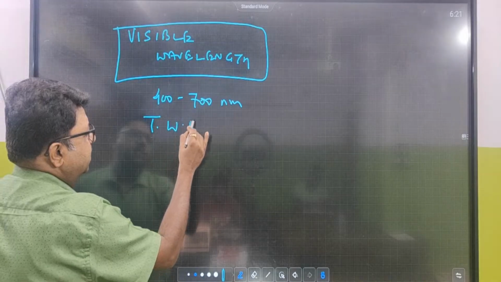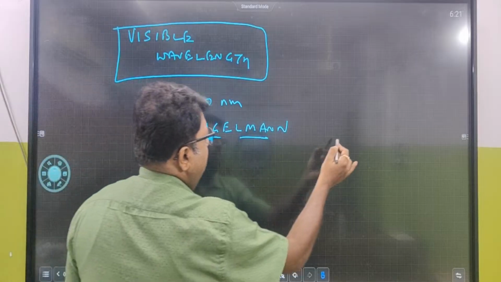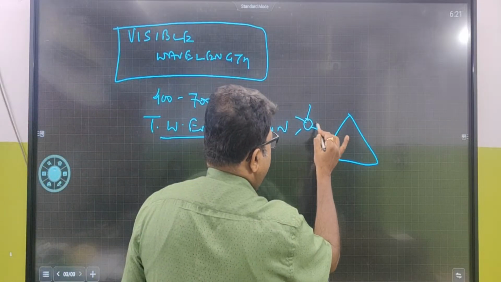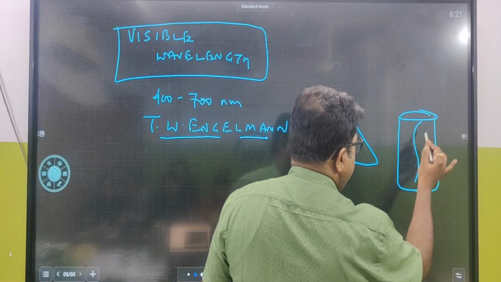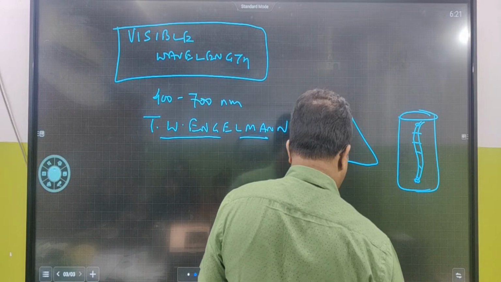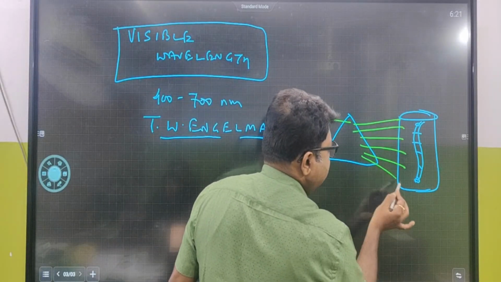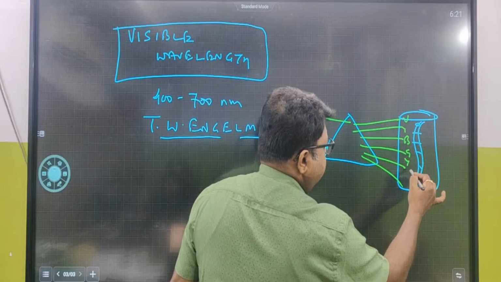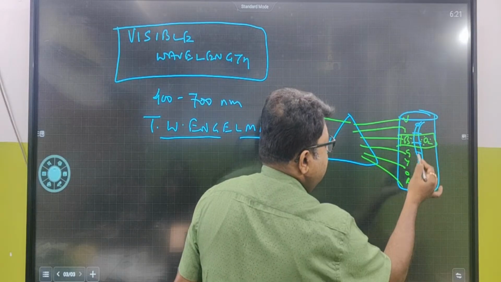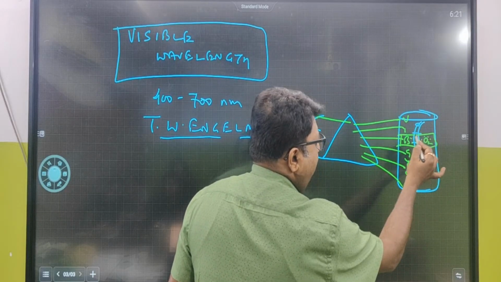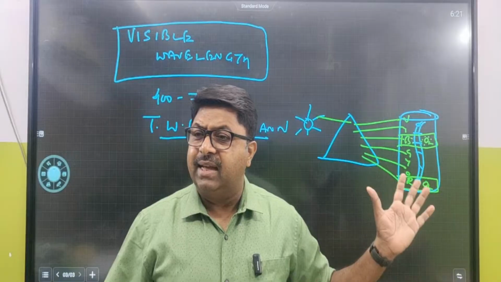And remember, the experimentation done by T.W. Engelmann. What he did was take one prism and allow sunlight to pass through it, and he kept cladophora in a test tube. He found that the light gets split into different spectrums called VIBGYOR. Ultimately he saw that the aerobic bacteria gathered where more oxygen evolved, in the blue light and in the red light. From here, what we can get is the action spectrum.